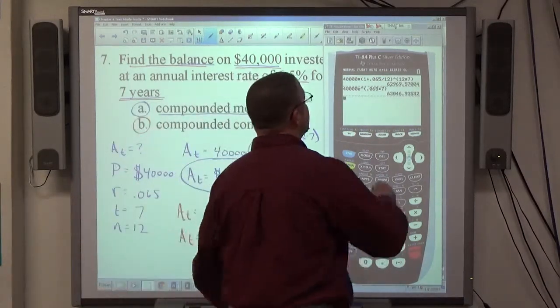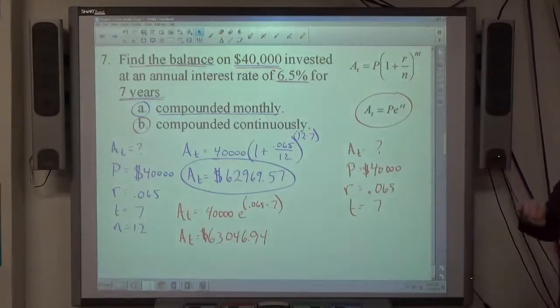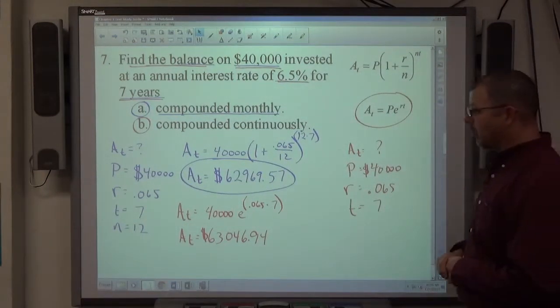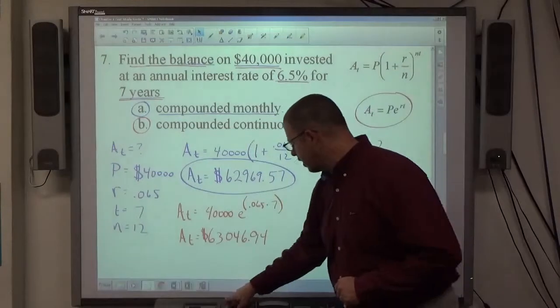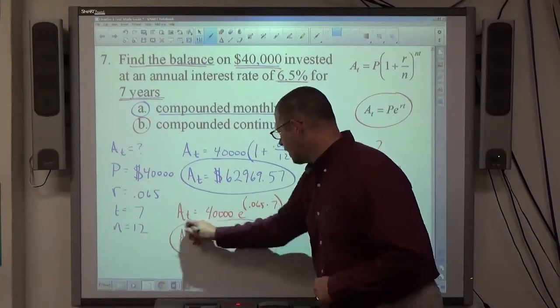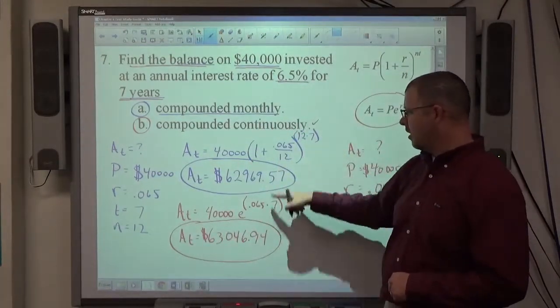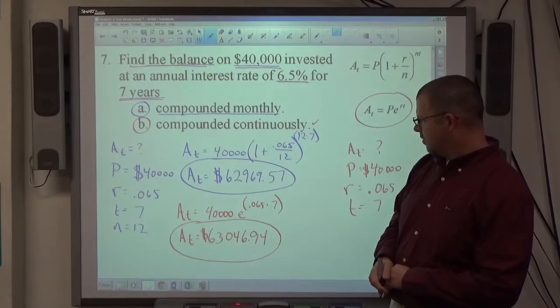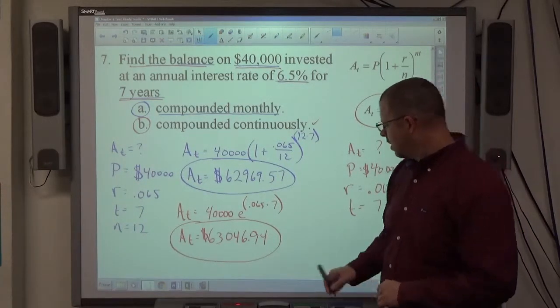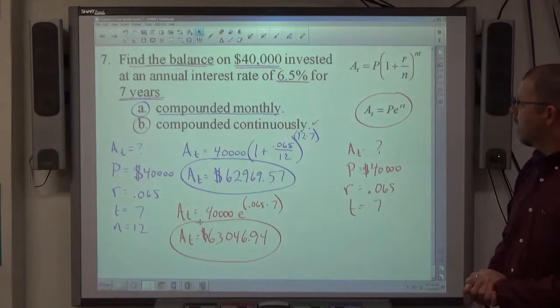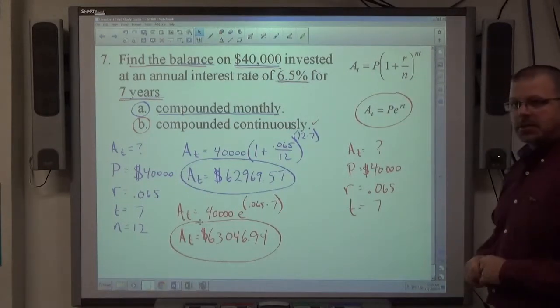Recall that compounding continuously always gets you more money than compounding any other way, but not a lot more money. So these numbers should be pretty close to each other, but the red number, the continuously compounded number, should be slightly larger than this. We can see it's a little bit less than 100 more. So use the right formulas. Once again, that's the key on that.